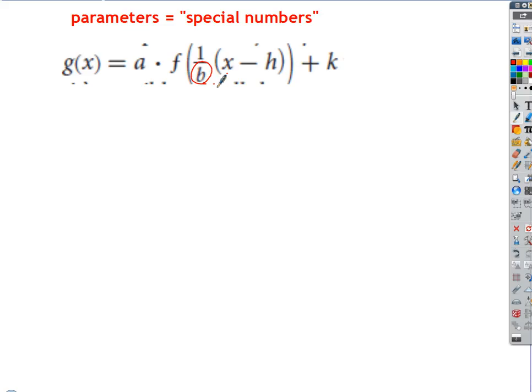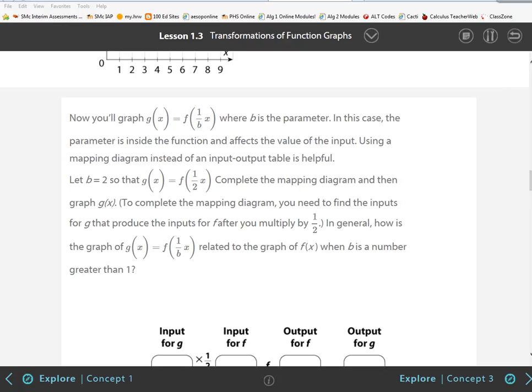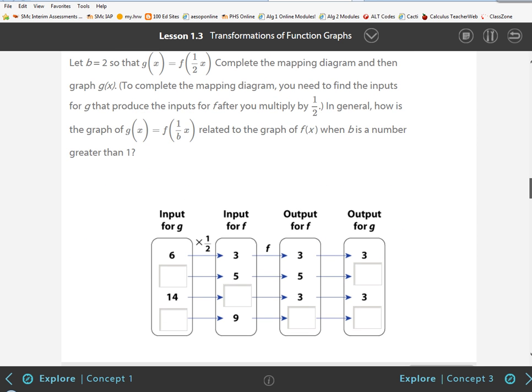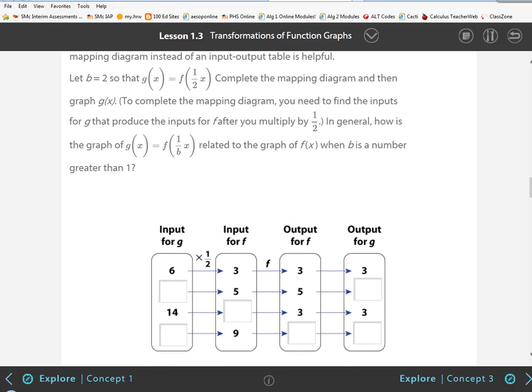What does that do? Well, let's just take the function g of x equals f of 1/b times x. Let's let b equal 2 this time. Okay, so b equals 2, and let's see what that does. So what if we input a value of 6 for g in our old function, right?